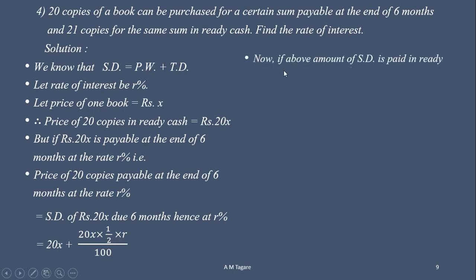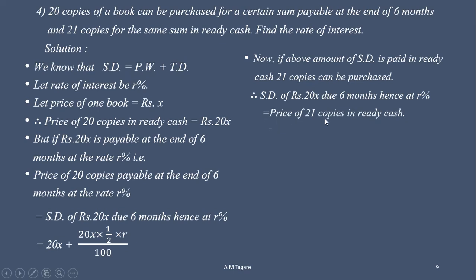Now, if the above amount of sum due is paid in ready cash, 21 copies can be purchased. So, if this amount 20x plus this interest on 20x is paid in ready cash, 21 copies can be purchased. Therefore, the sum due of rupees 20x due 6 months hence at R% is equal to the price of 21 copies in ready cash. So this situation is given in this example.